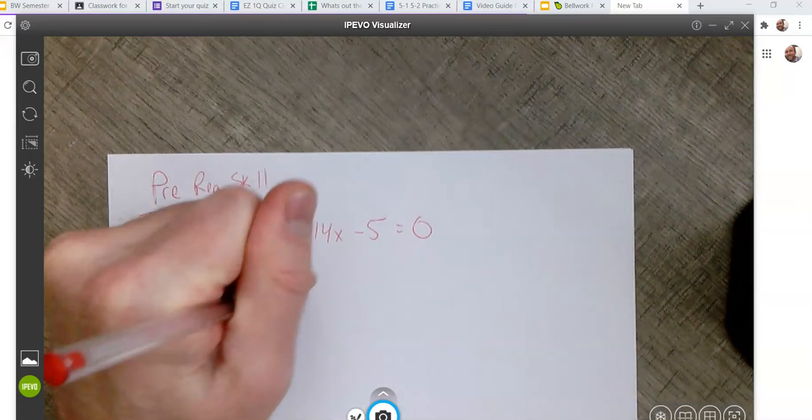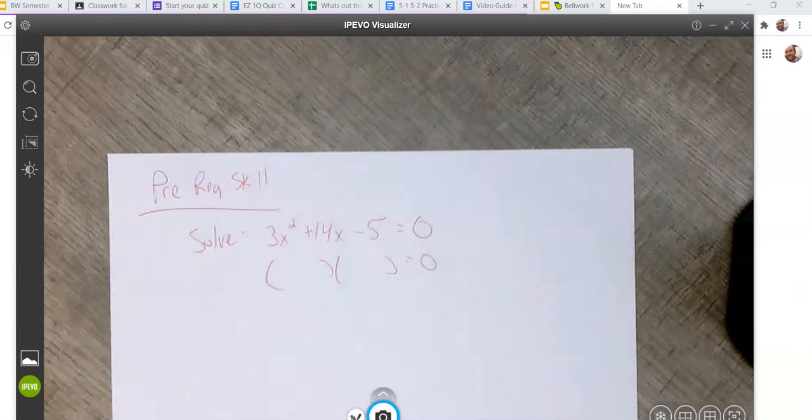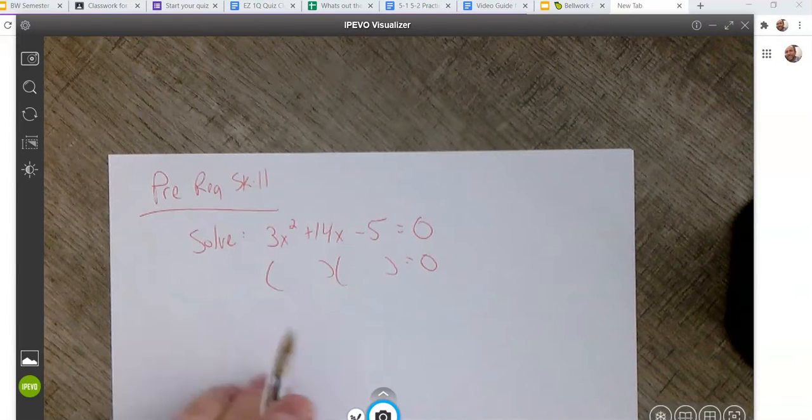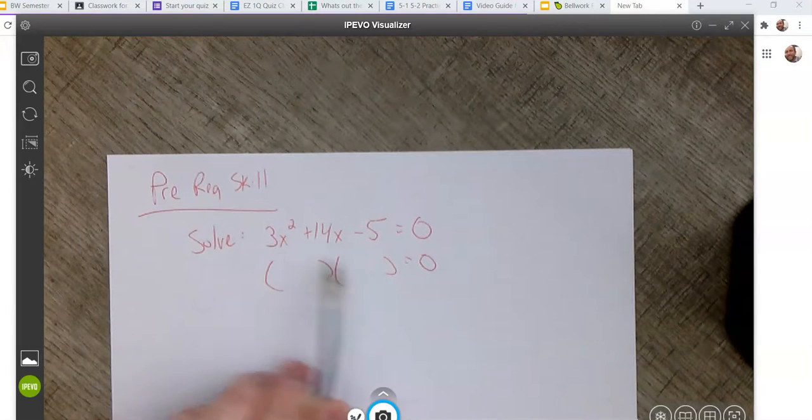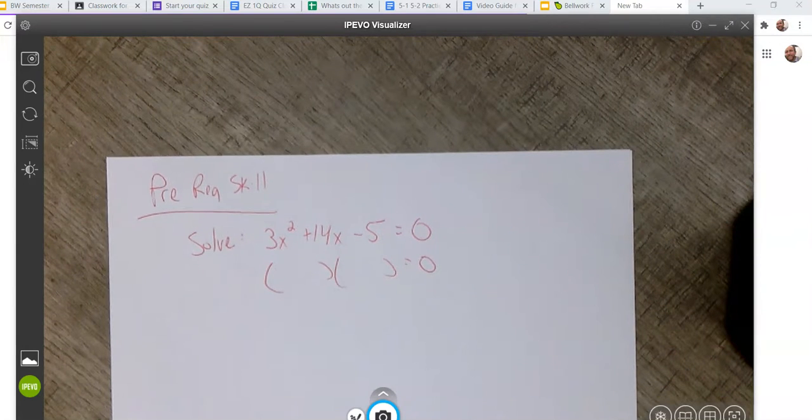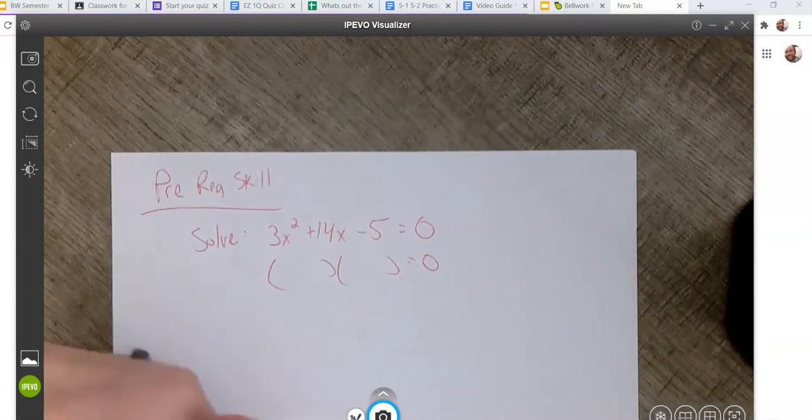Really this came from two factors being multiplied together and getting 0. And then we can set each one of these equal to 0 and solve it. But the tricky part is, do you remember how to factor something like this? It was on your algebra review, so hopefully you kind of shook the rust off a little bit. If not, here's a little tip on how to do it.